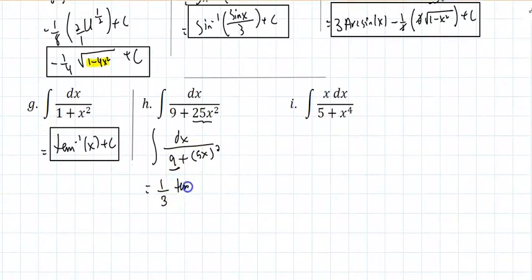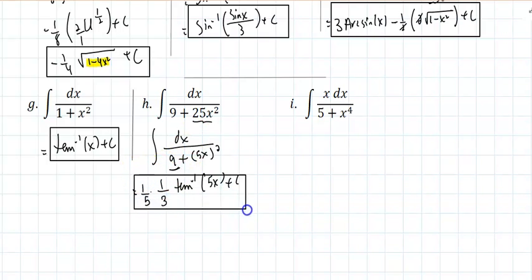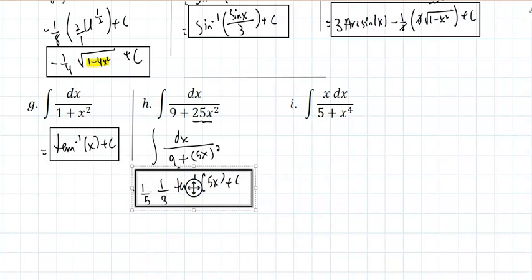The inverse tangent, and instead of x, it's 5x, but what do you do with that 5? Don't you divide by it? And that would be my answer. And of course, that's really 1 over 15, but there it is. That's good enough.